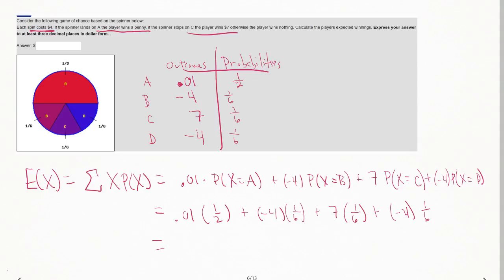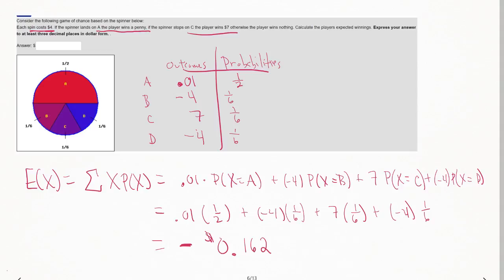So notice what happens. It wants us to round our answer to 3 decimal places in dollar form. Okay, so overall you get a negative number. Now that makes sense because negative numbers are a possibility here. So we have $0 and what do we have?